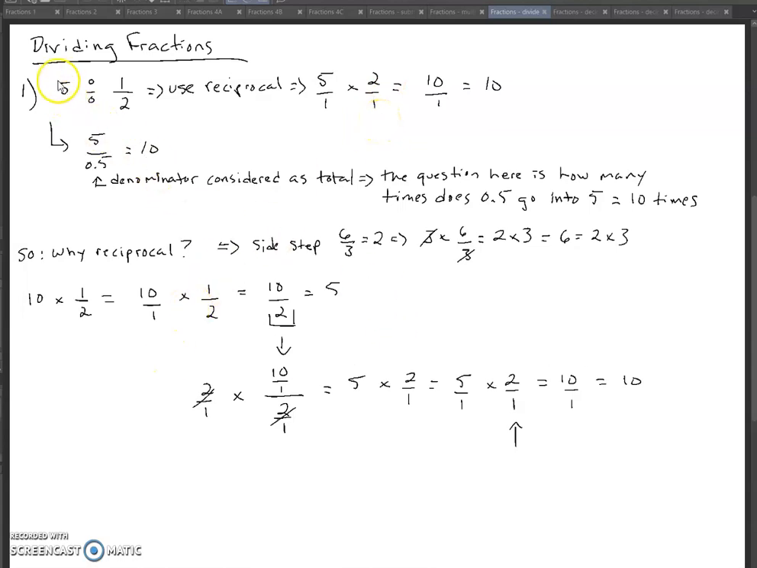If we come back to 5, if we work our way backwards here, 10 times 1/2 equals 10 over 1 times 1 over 2 equals 10 divided by 2 equals 5. So if we elaborate on this a little bit here, 10 over 1 divided by 2 over 1, I'll just take a little sidestep here.